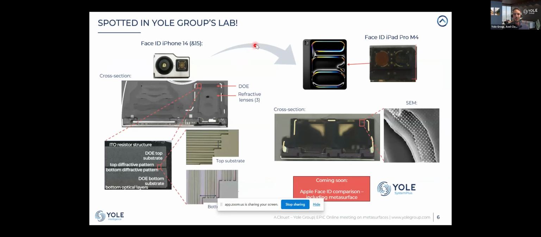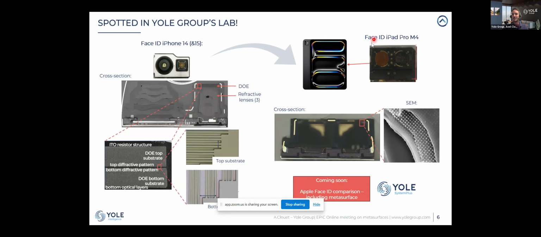So here is what we found in our laboratory at Yole Group. We do the teardown of the modules. On the left-hand side, you have a comparison of the structure of the Face ID module found in the iPhone 14, which didn't use the metasurface. We see three refractive lenses on the illuminator, plus what we call a DOE, a diffractive optical element. The diffractive optical element is made of two substrates with linear patterns that make the diffraction, and in the end allows for a dot pattern projection onto the user's face.